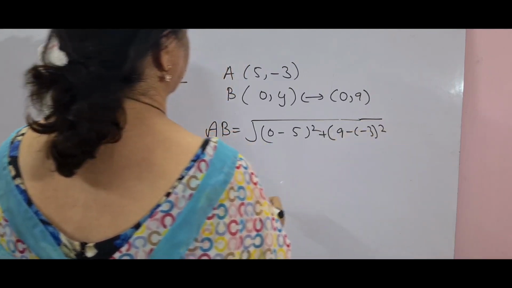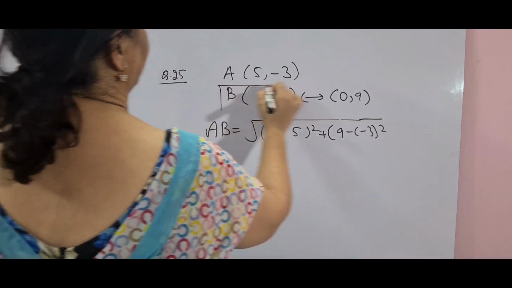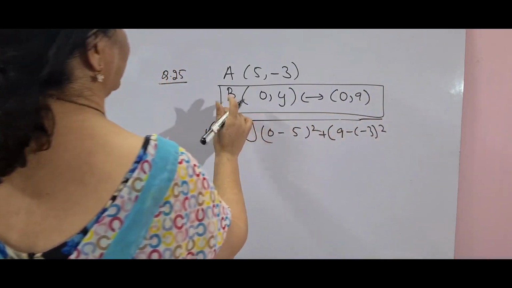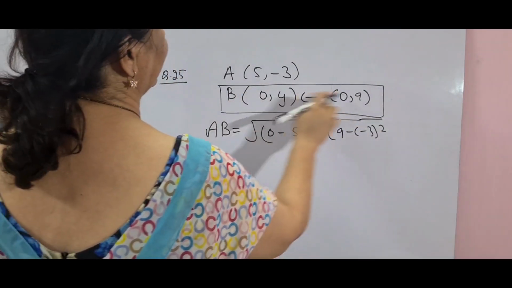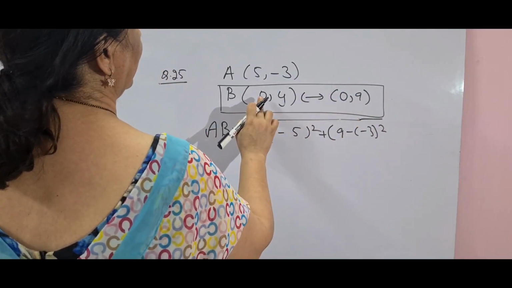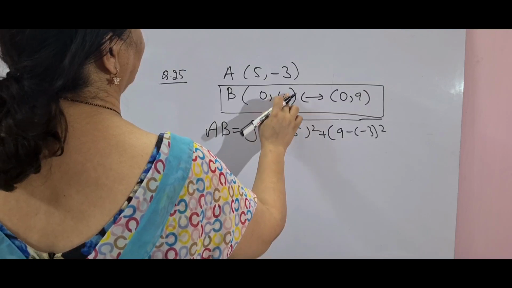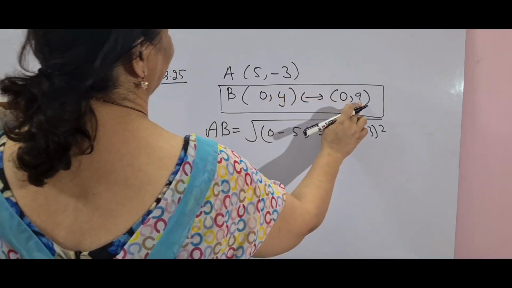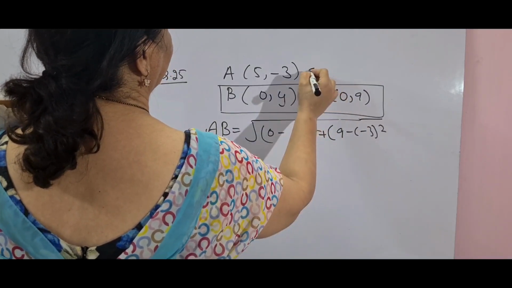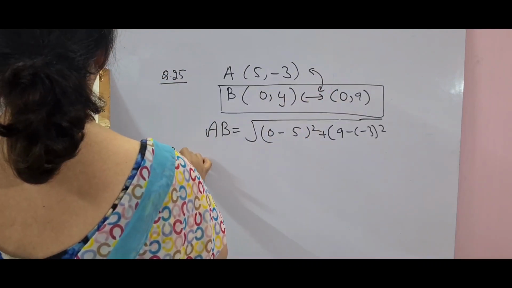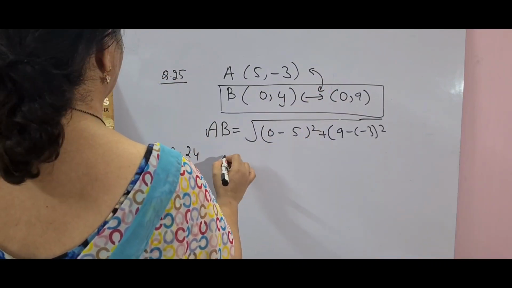So you just have to follow the language: the point lies on the y-axis but the ordinate is 9. So first I laid the point on the y-axis, my point became 0 comma y, then I put the value of ordinate y which was given as 9, and then I found the distance. Similarly, question number 24 is the same. I'm just giving you the hints.